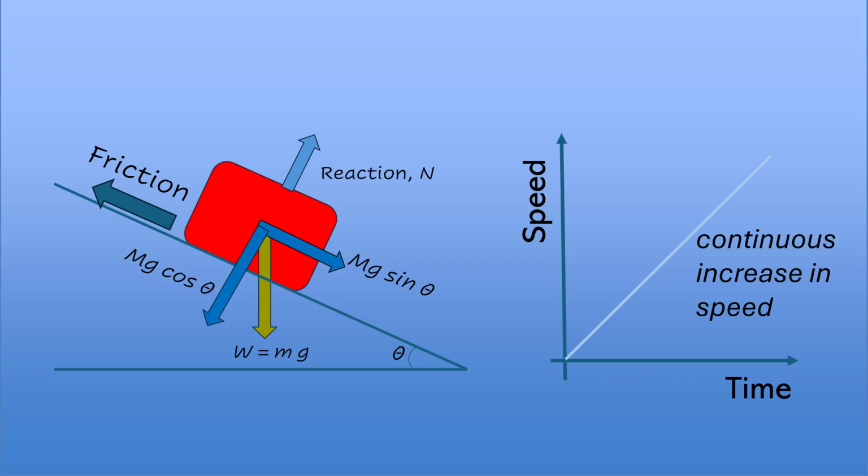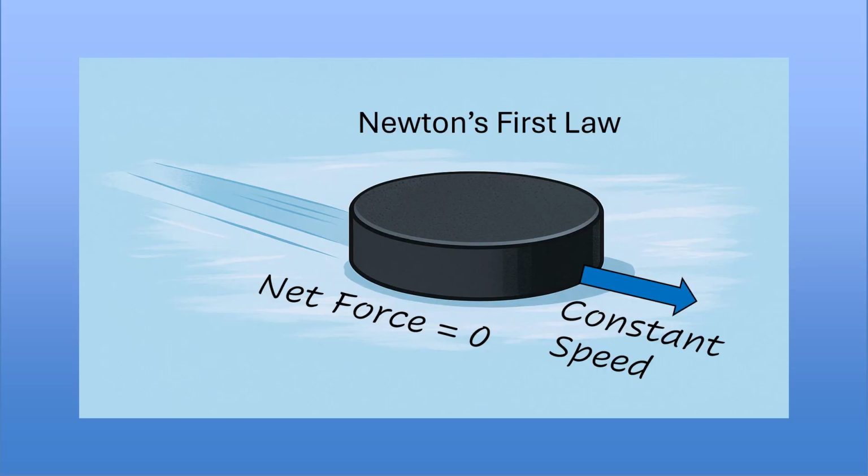A common misconception is that constant force means constant speed. In reality, a constant force causes a continuous increase in speed. That is, constant acceleration. An object like a puck gliding on ice moves at constant velocity when no net force acts on it. This illustrates Newton's first law, reinforcing the idea that net force is needed to change motion.